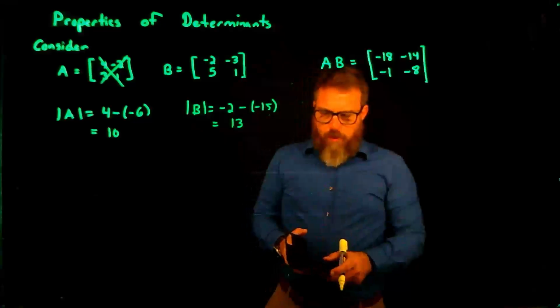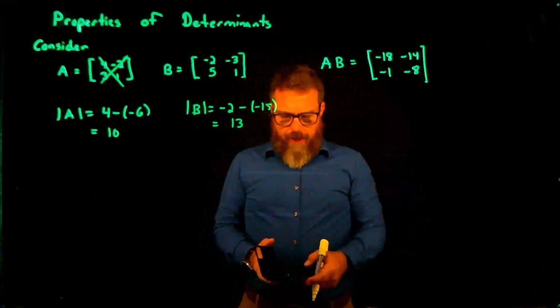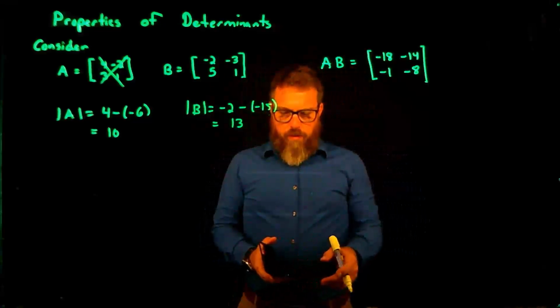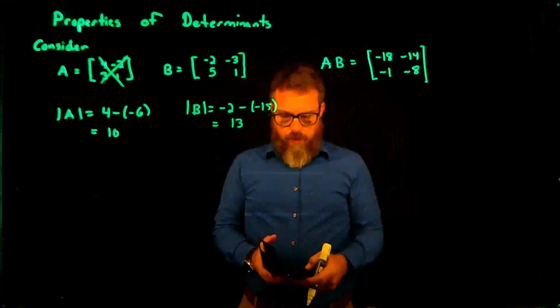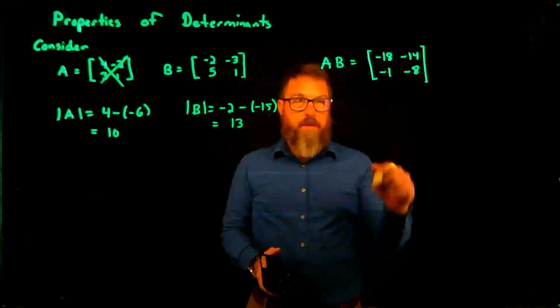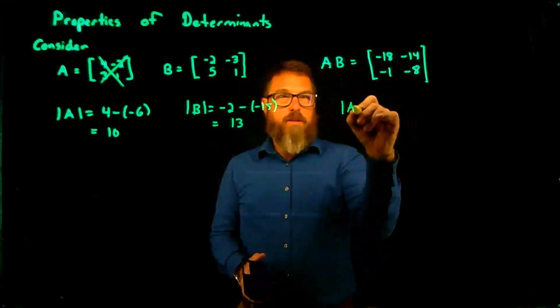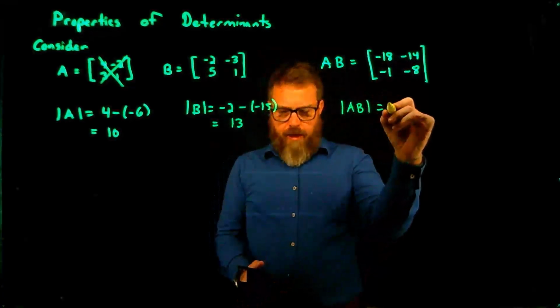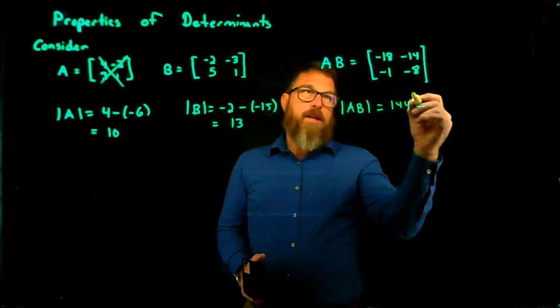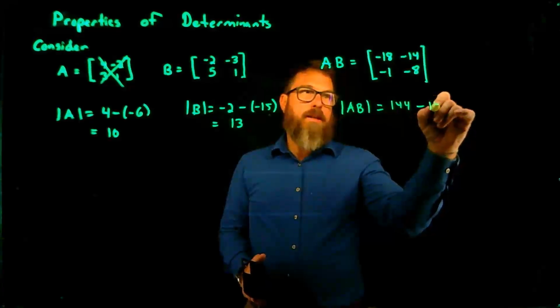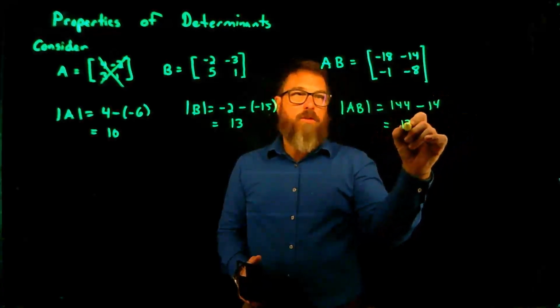Now I want to find the determinant of AB, and in order to do that we have to, of course, multiply across. We have minus 2 times minus 8, and both negative, so that is going to be equal to 16. So let's say matrix AB, determinant, this is going to be equal to 16 minus a positive 14. So this is going to be equal to 130.